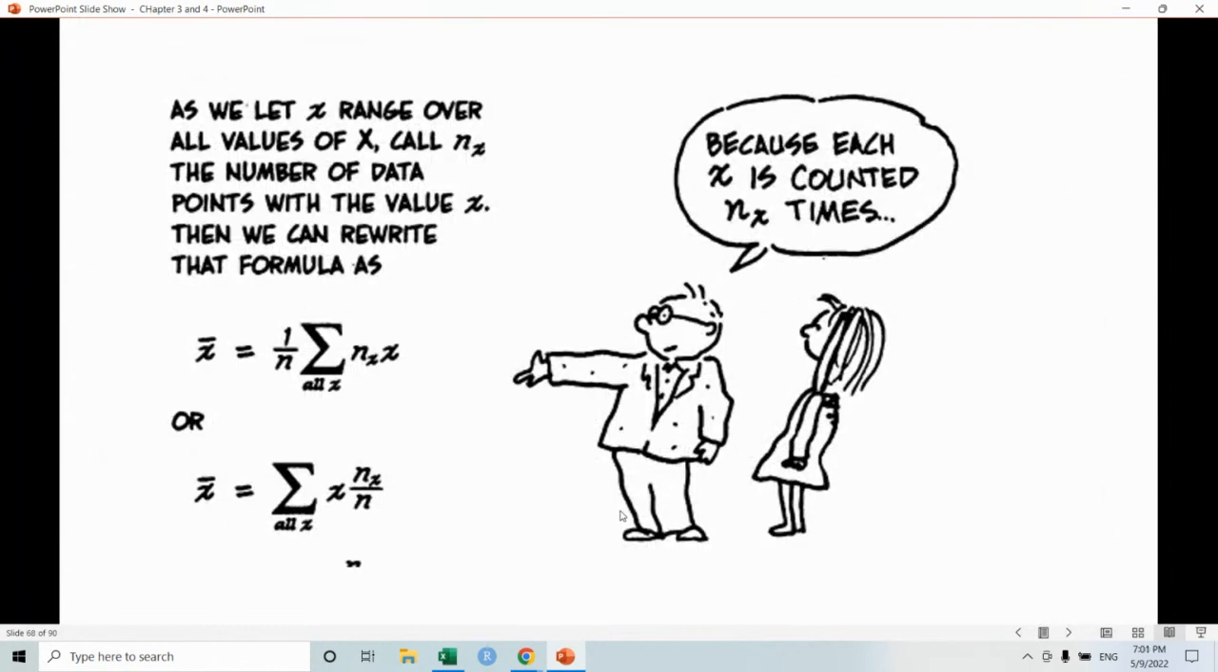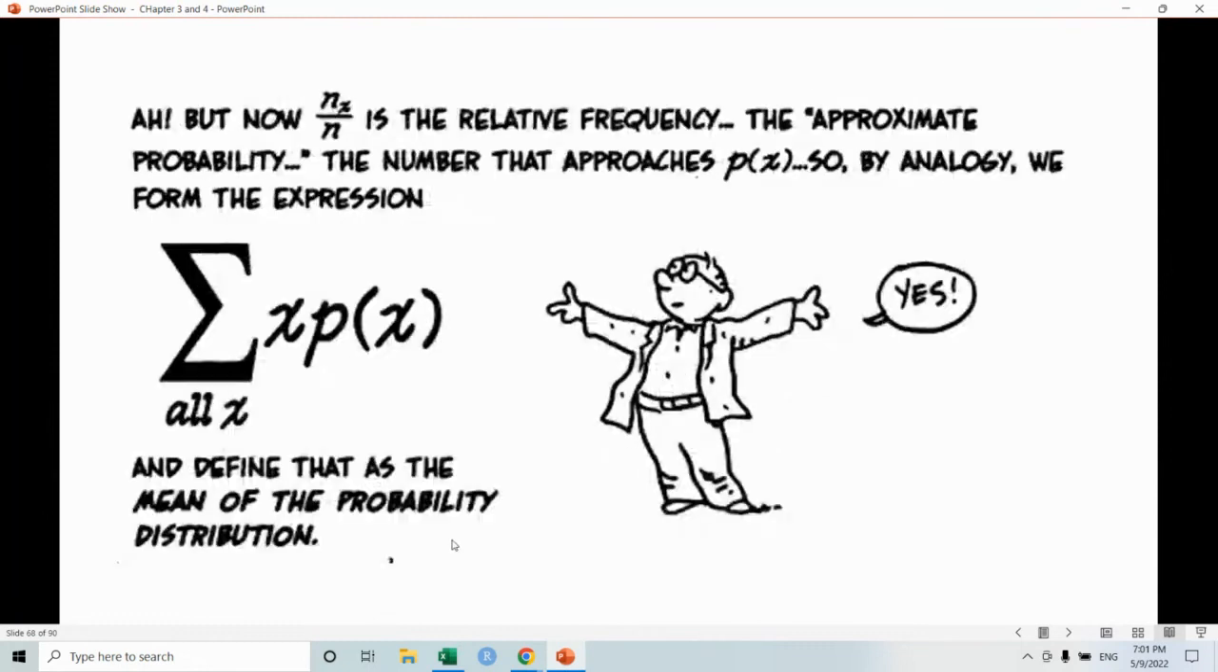So as we let x range over all values of x, call n of x the number of data points with the value x. Then we can rewrite the formula to include x times the number of times it occurred, divided by the sample size. But now n of x divided by the sample size is the relative frequency, or the approximate probability, the number that approaches the probability of x. So by analogy, we form the expression x times the probability of x, and we sum those up, and that will give us the mean of a probability distribution.